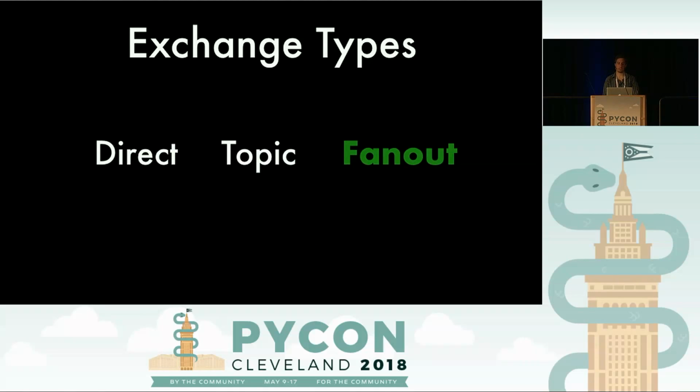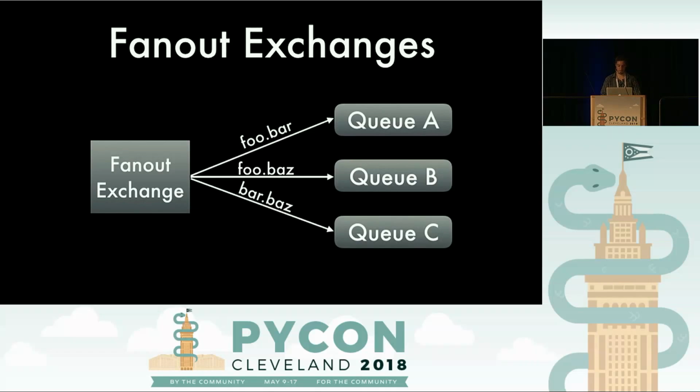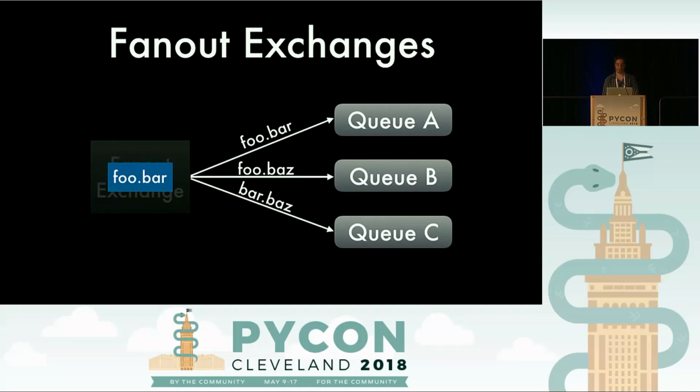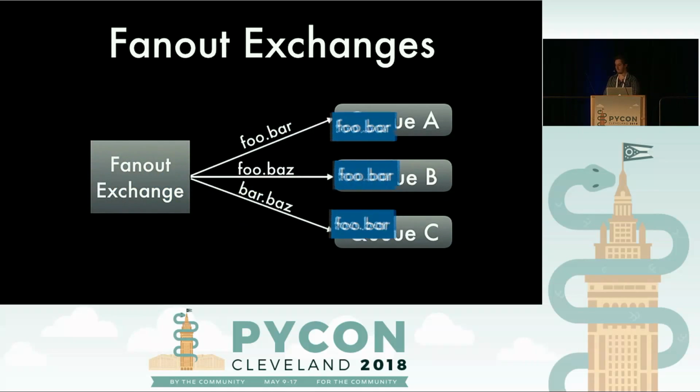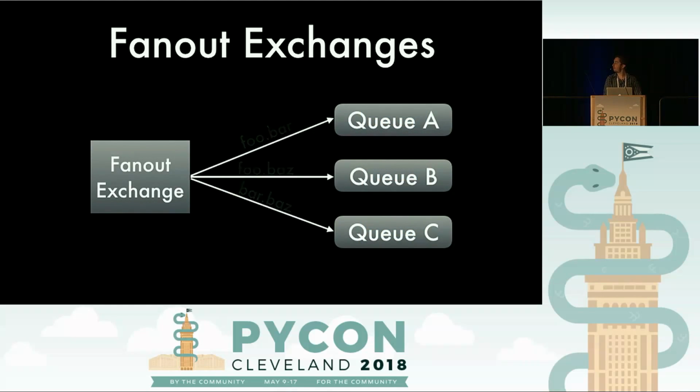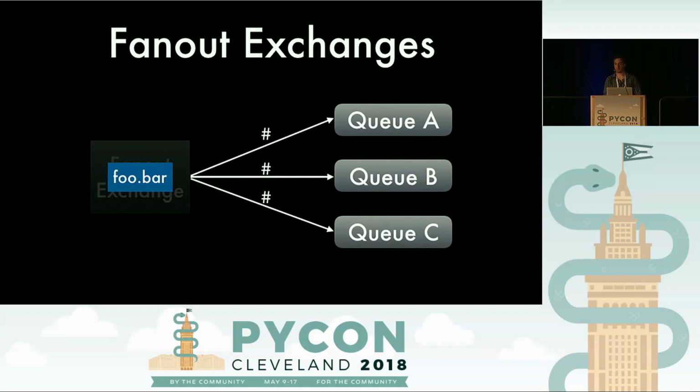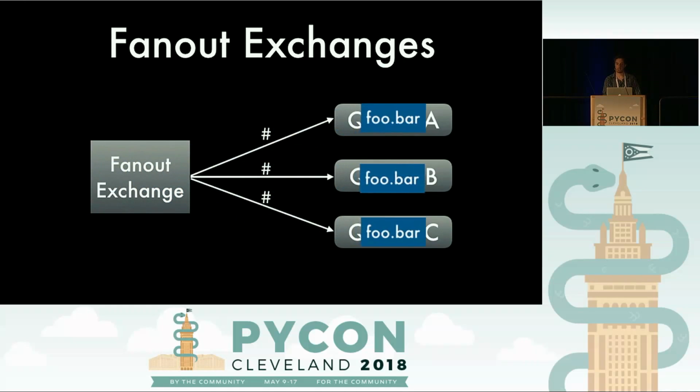Finally, I'd like to discuss fanout exchanges. A fanout exchange simply routes any message to all queues that it is bound to and just ignores the message's routing key altogether. So in this case, our message will be routed to queues A, B, and C. This can also be replicated with the topic exchange by setting all of the binding keys to hashtags. Because remember, a hashtag can match 0 or more words, which in effect matches every single possible binding key.